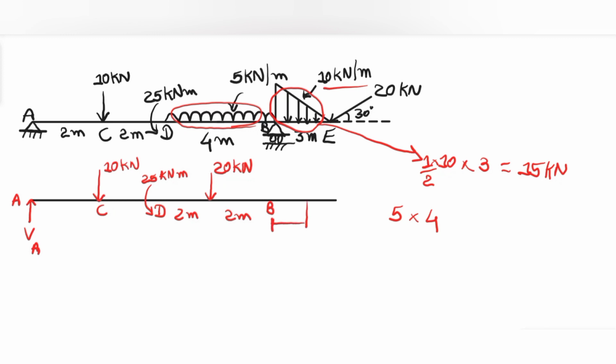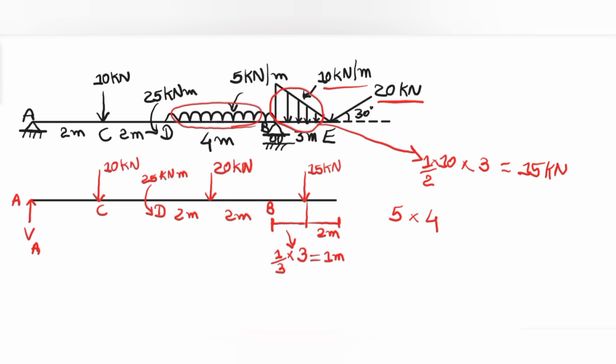Where will it act? Let's just see that. It will act at 1 by 3 from B. Here B means the right angle that is forming, at 1 by 3 meter from there it acts. Because the right angle of this triangle is forming at B, that is why it will act at 1/3 from B. So 1/3 into 3 which is 1 meter, and the remaining is 3 minus 1, which is 2 meter.